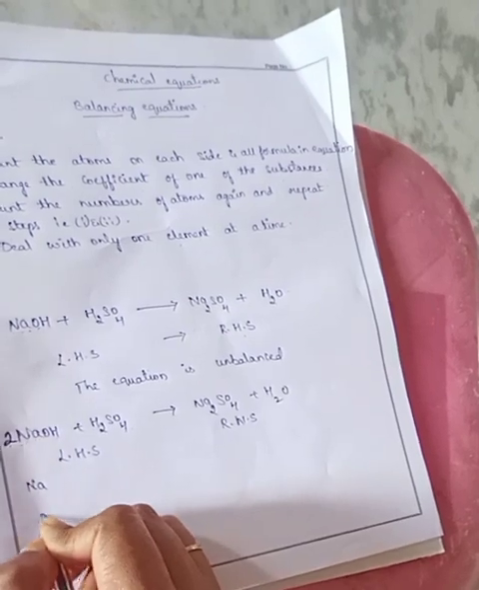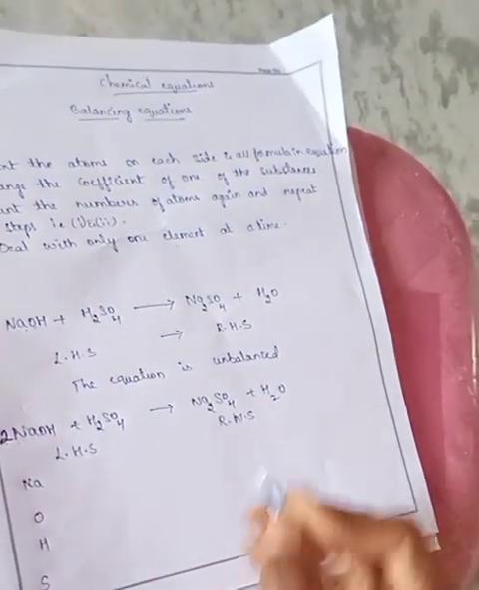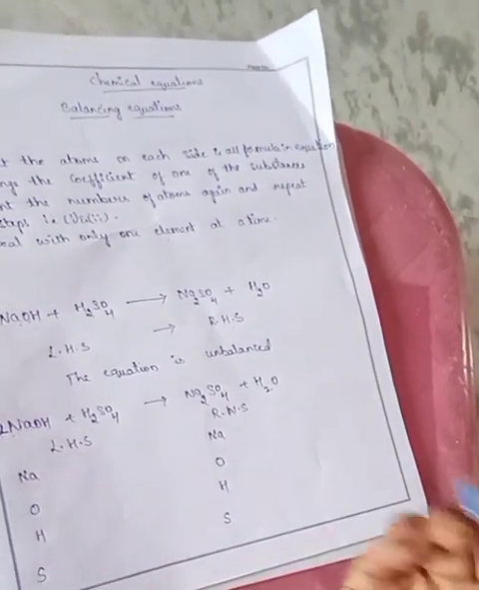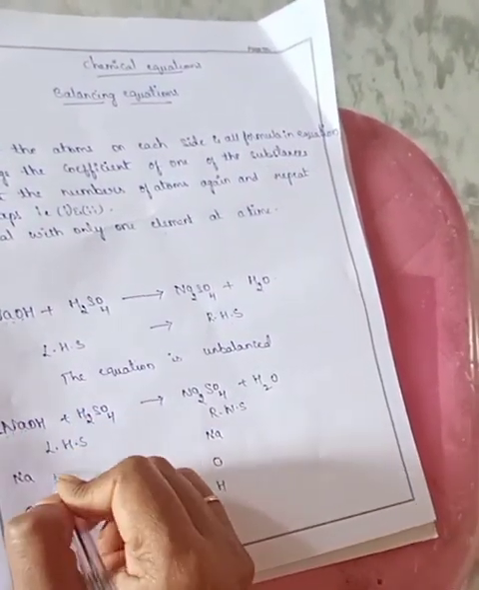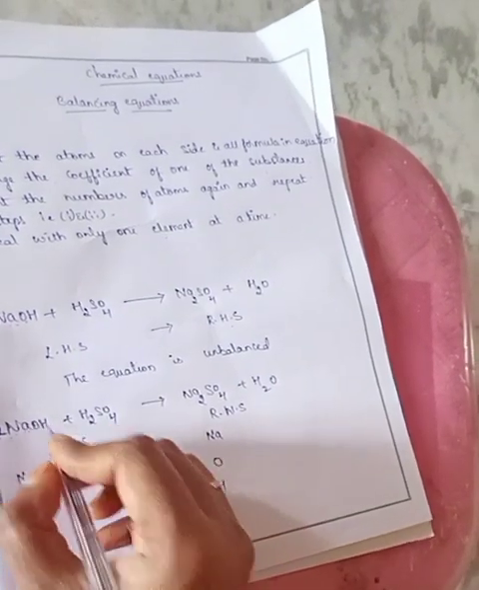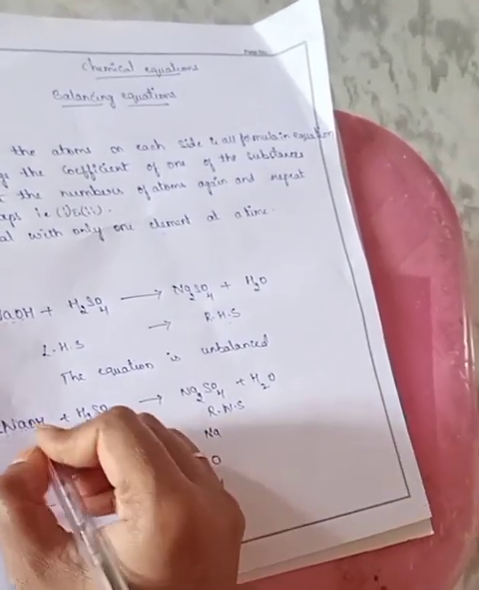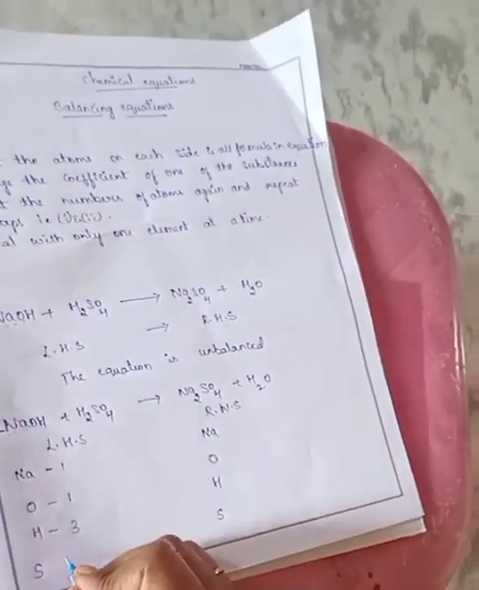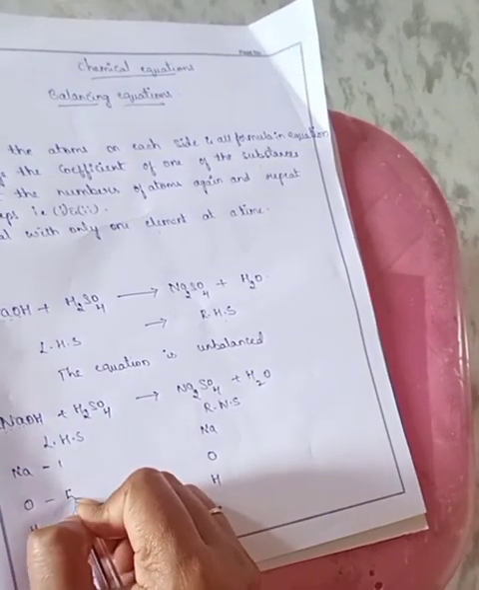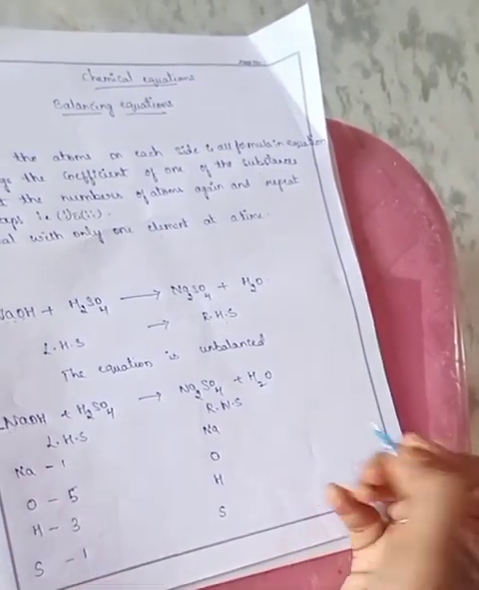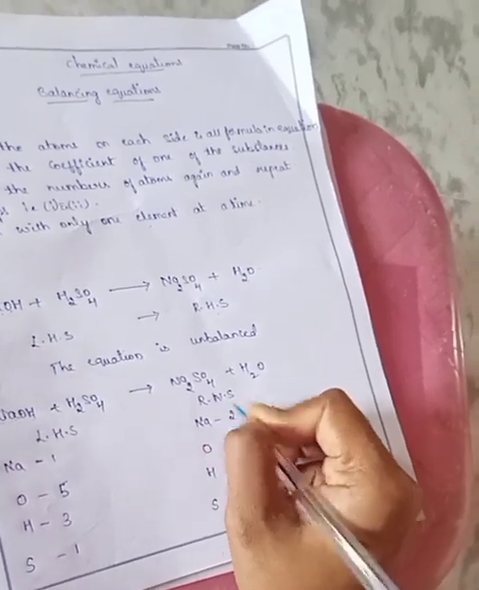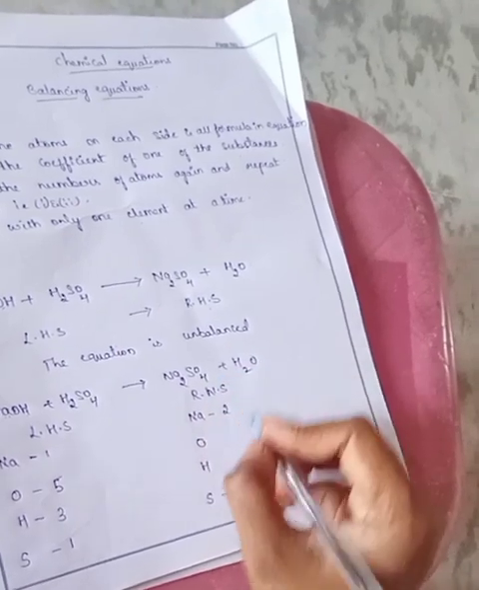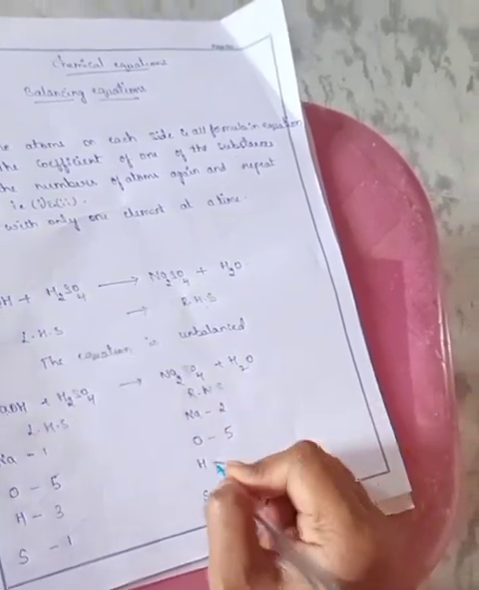So first you have to write LHS, RHS and write down how many you have. You have sodium, oxygen, hydrogen and sulfur. Here also you have sodium, oxygen, hydrogen and sulfur. Before balancing, how many are there? You have only 1 sodium here, and 1 oxygen, 1 plus 2, 3 hydrogens, and 4 plus 1, 5 oxygens and 1 sulfur. Here you have 2 sodiums, 1 sulfur, 4 plus 1, 5 oxygens and 2 hydrogens.